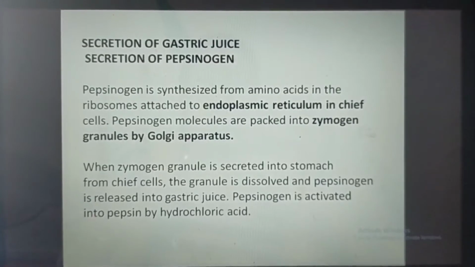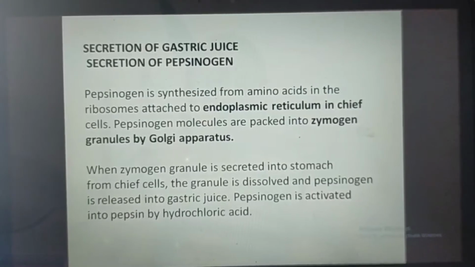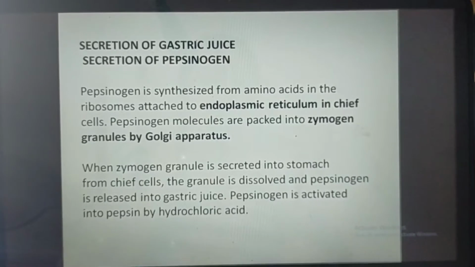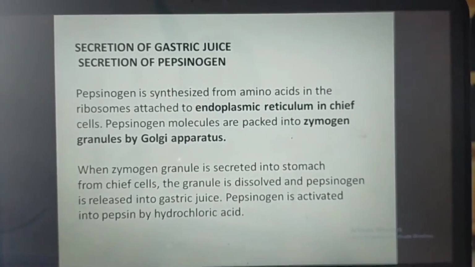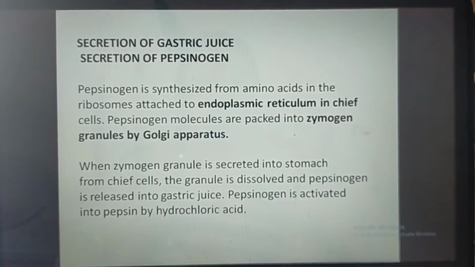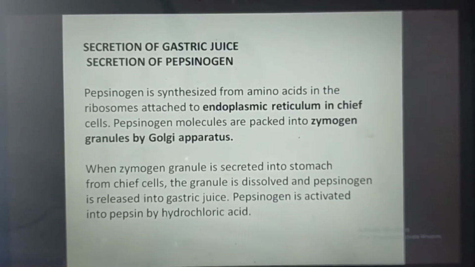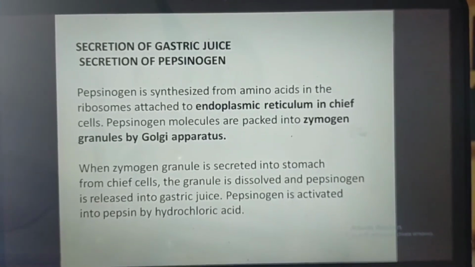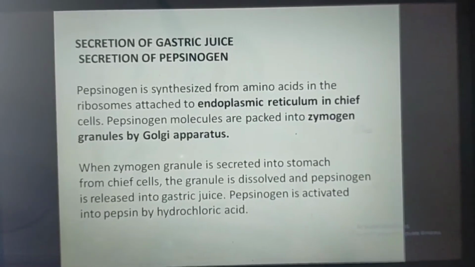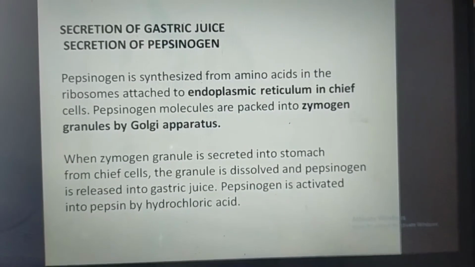Secretion of the gastric juice. Secretion of the pepsinogen we'll talk about. Pepsinogen is synthesized from amino acids in the ribosomes attached to the endoplasmic reticulum in chief cells. Pepsinogen molecules are packed into zymogen granules by the Golgi apparatus. When the zymogen granule is secreted into the stomach from chief cells, the granule is dissolved and pepsinogen is released into gastric juice. Pepsinogen is activated into pepsin by hydrochloric acid.